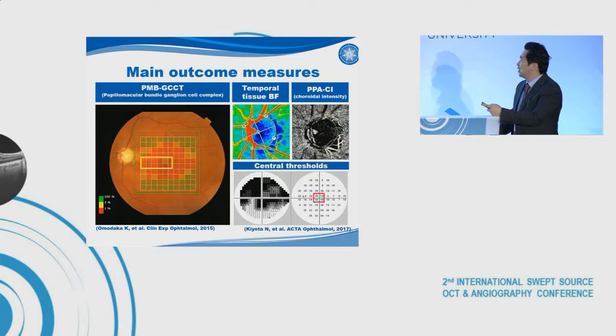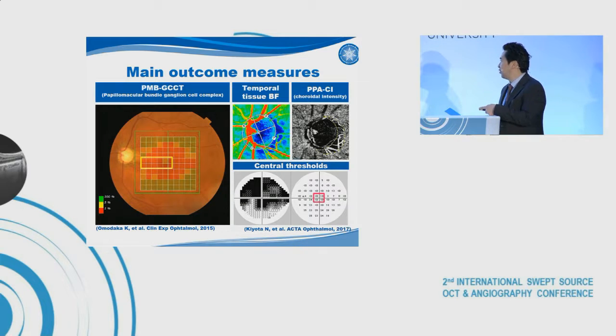The main outcome measurements: we used the peripapillary and macular ganglion cell complex thickness, the average here, and also tissue blood flow measured by laser speckle flowgraphy, and PPSCI, the peripapillary scleral choroidal intensity, measured by OCT angiography. We also used the central 4 points of the Humphrey field analyzer.